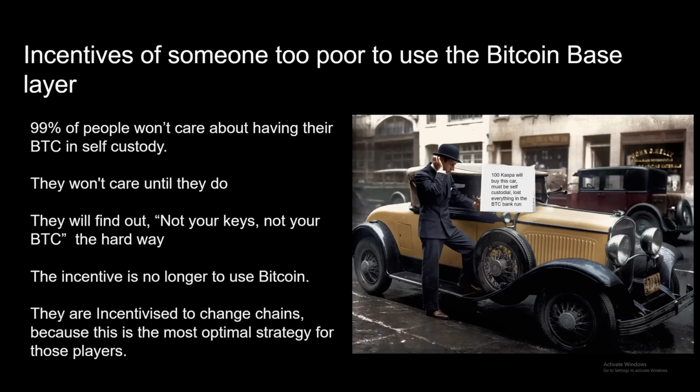So what then is the incentives of these people who are forced to use the layer 2s, bearing in mind that the layer 2s are incentivized to create fractional Bitcoin? The incentive of these people is to no longer use Bitcoin. They are incentivized to change chains because this is the most optimal strategy for those players. And previously, there hasn't been a chain that has reasonably fulfilled the role of money until now. Kaspa, once again, just like Bitcoin changed the rules of the game, Kaspa has changed the rules of the game, and people no longer have to play by the rules that will inevitably play out.